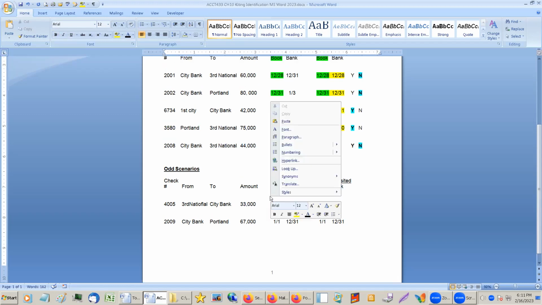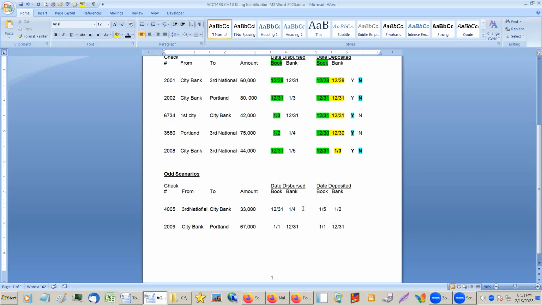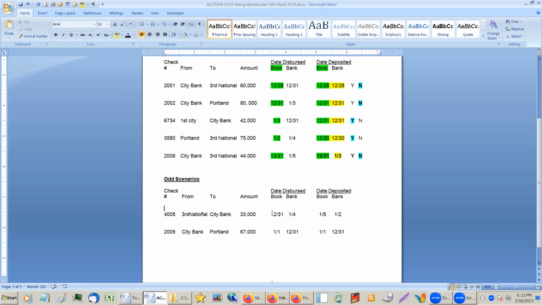The first one down here, you'll notice that the disbursement date is before. Well, first of all, they're not made on the same date. The disbursement and the deposit aren't made on the same date, which is a no-no, but this actually isn't technically what they call kiting. And here's why. What's the weird thing about this one, as far as the book is concerned?